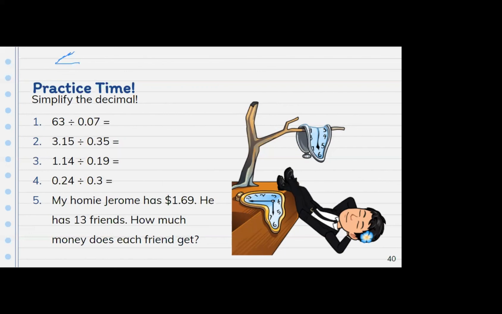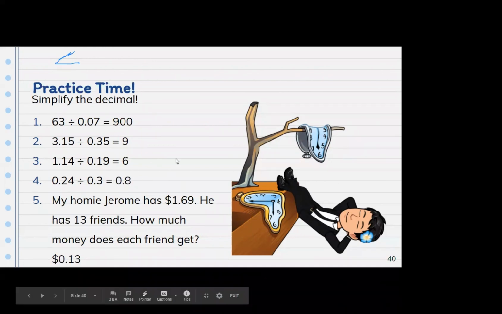Because it didn't really make sense intuitively, for this answer you would get $0.13 per person. So 13 cents. So these are the answers. Here, quick glance: 900, 9, 6, 0.8, and 0.13.